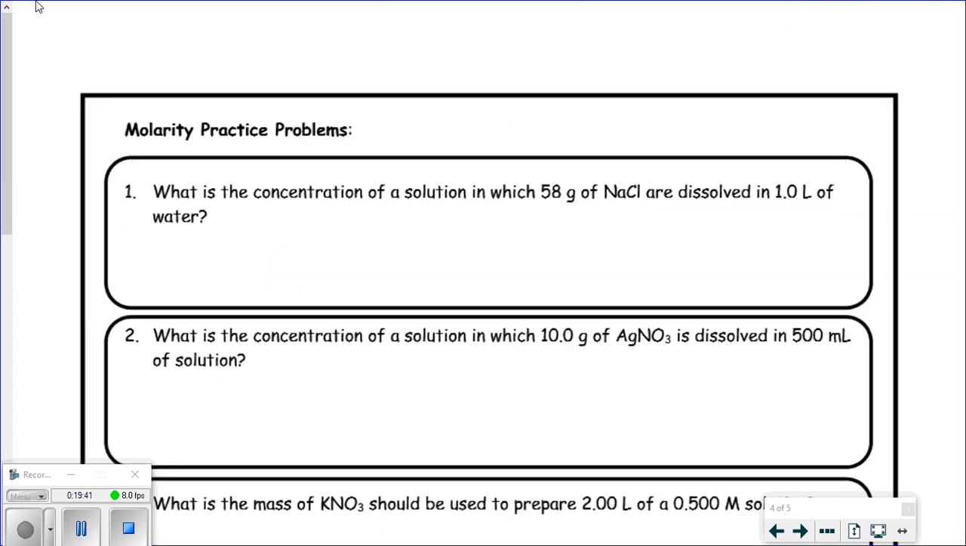All right. Here's some molarity practice problems. Okay. What is the concentration if I have 58 grams in 1 liter? All right, now it gave me grams. Remember, big M is mole over liter.